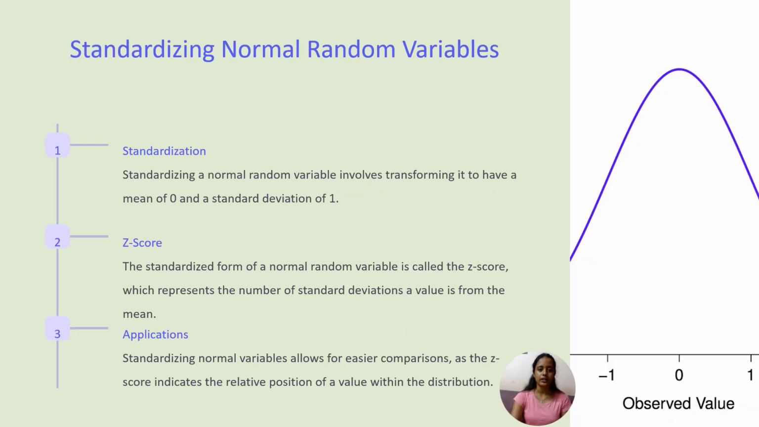Now we'll see how to standardize normal random variables. Standardizing normal random variables is a crucial technique in statistics which allows for comparison of data from different normal distributions, and it simplifies calculations. This process involves a transformation step, which transforms a normal random variable into a standard normal variable, which has a mean of 0 and a standard deviation of 1. Another step is the identification of the mean and standard deviation, where we determine the mean and standard deviation of the normal distribution.